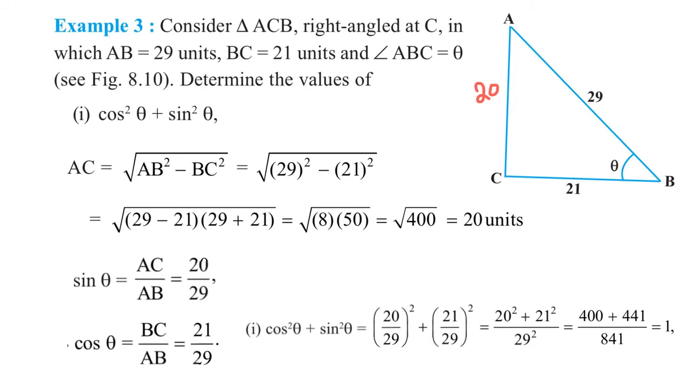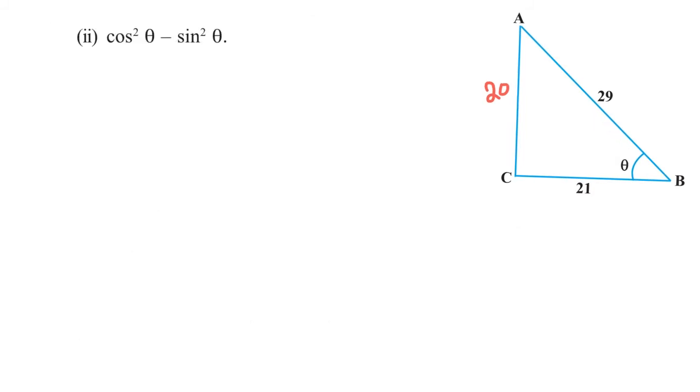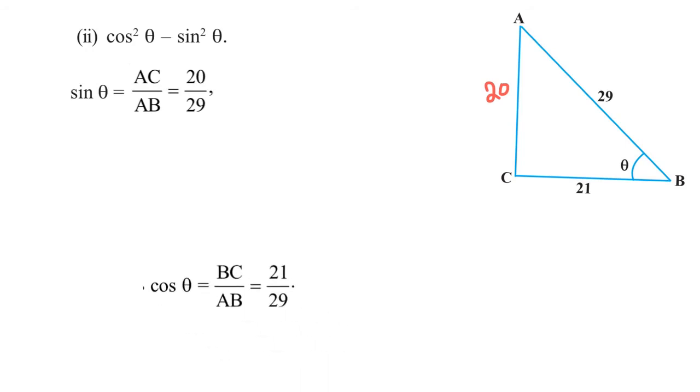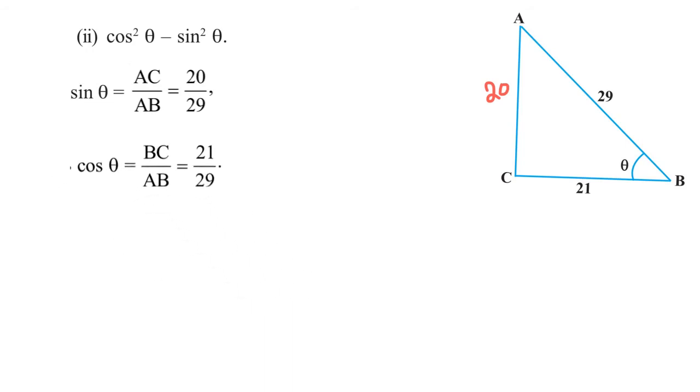So what's cosine squared theta plus sine squared theta equal to? 1. So pretty simple. Can you try what cosine squared theta minus sine squared theta will be? We already know sine theta is 20 over 29. We know cosine theta is 21 over 29. So can you figure out what cosine squared theta minus sine squared theta is going to be? You can pause the video, take your time, do the calculations and check.